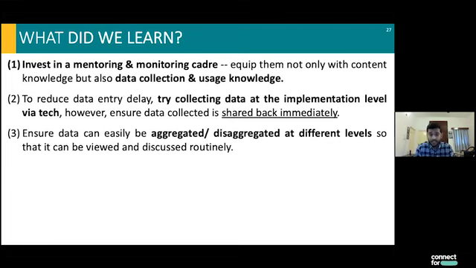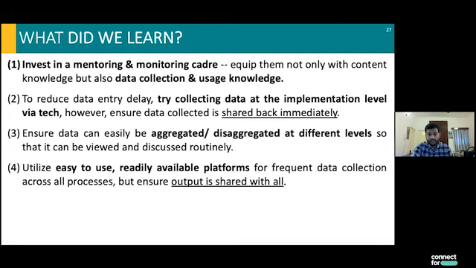It can be disaggregated to see smaller units. It should be in a way where you can compare and contrast. So data should be aggregated and disaggregated in different ways.